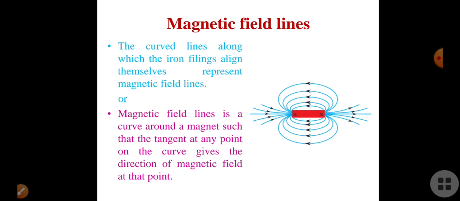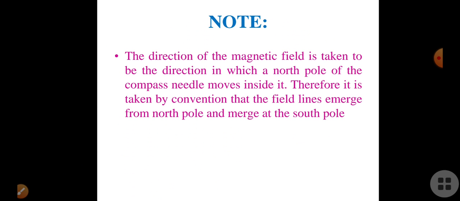So these are the main points of the magnetic field lines. Let us discuss these. Note, the direction of the magnetic field is taken to be the direction in which the north pole of the compass needle moves inside it. Therefore, it is taken by convention that field lines emerge from the north pole and merge at the south pole. The same thing as we discussed.